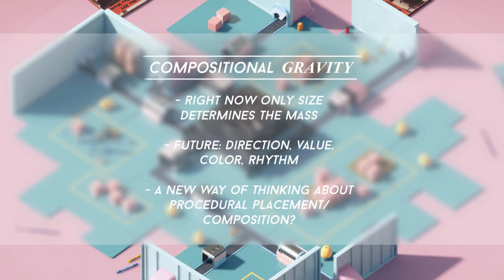This is just a quick couple of days prototype of the idea, but in the future it might be super interesting to include things like direction, value, and color in mass calculation, because right now, as I mentioned, the mass is calculated purely from the size of the object. But I think it might be a new and exciting way we think about procedural placement and scattering.